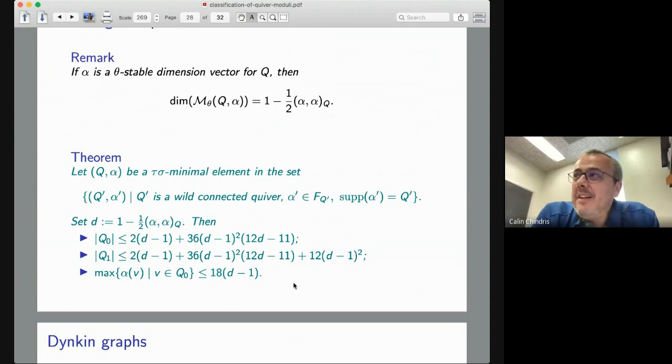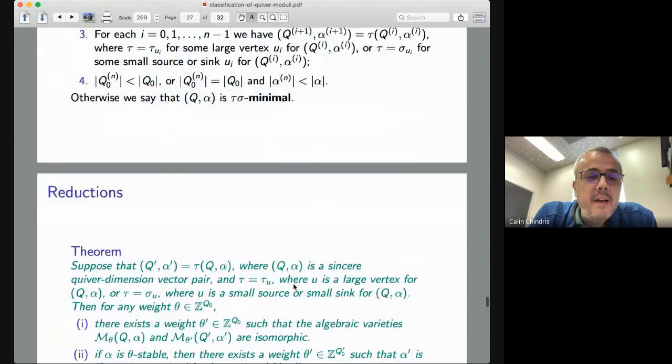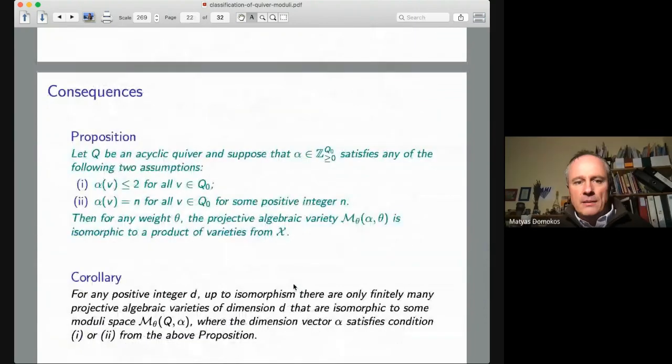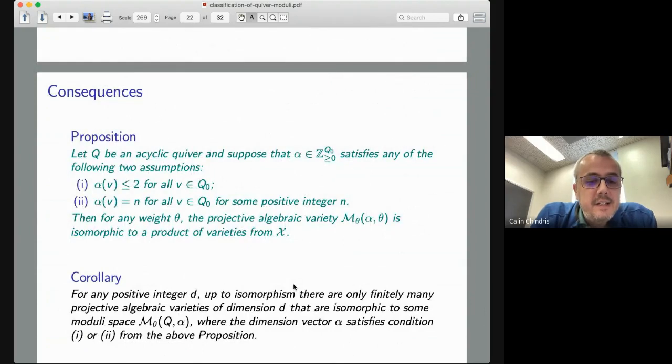And I believe you stated a result where the dimension vector was at most 2 at every vertex; that was one of the allowable cases. And in the second case, I believe the dimension vector was supposed to be constant n. Yes. And then you said that the moduli space is isomorphic to a product of varieties from X, at least in the case when the dimension vector is at most 2. Were you able to check that the varieties that show up are all rational varieties?